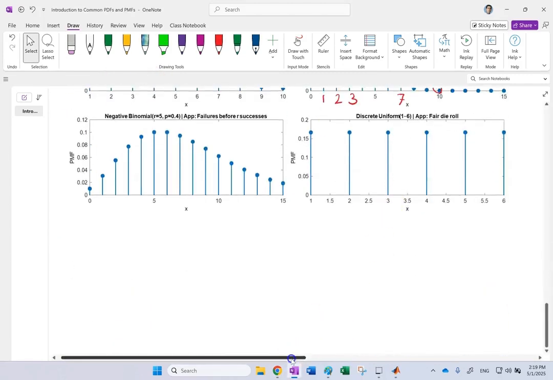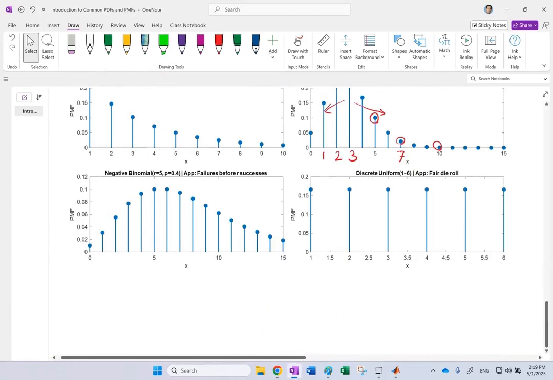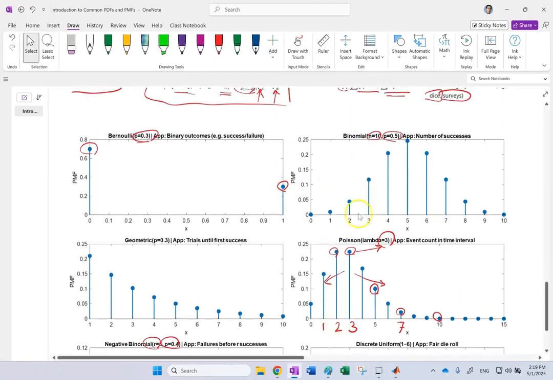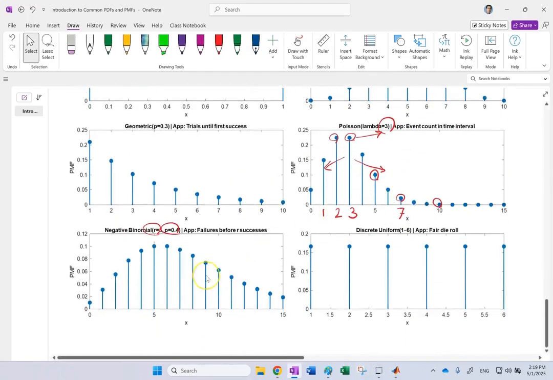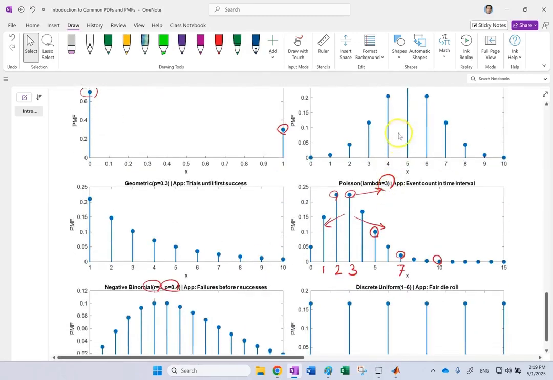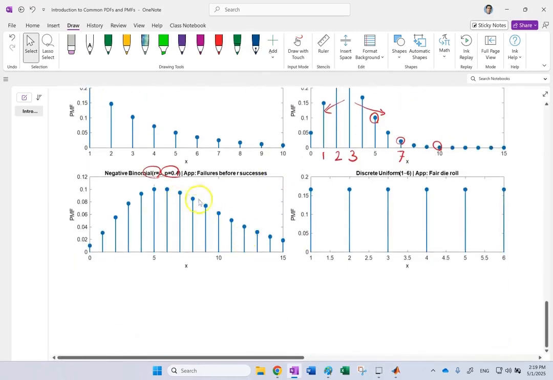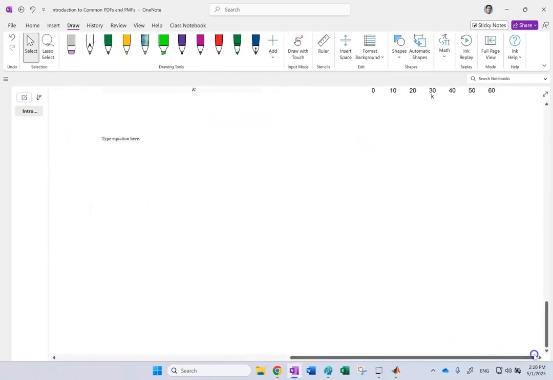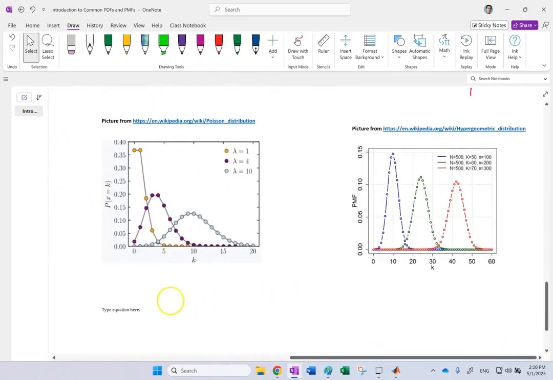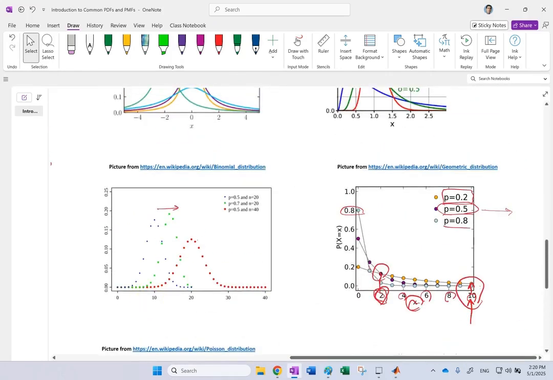And let's see if I have a plot for that. There we go. So this is R of 5 and P of 0.4. And again, if you compare it against the binomial, you see how it looks. That one was symmetric. This one is not really that symmetric.